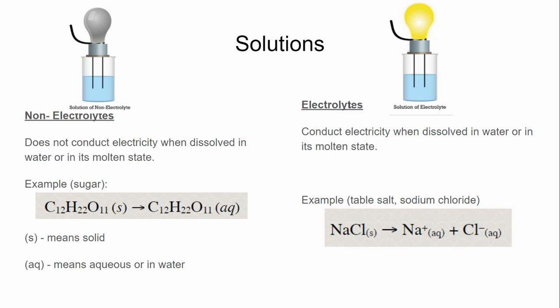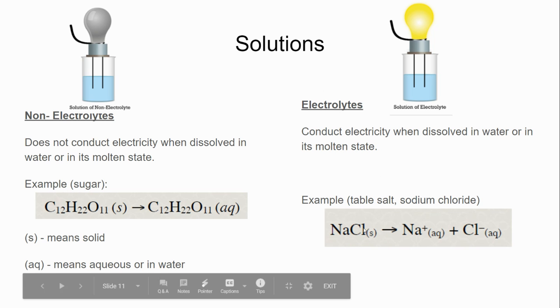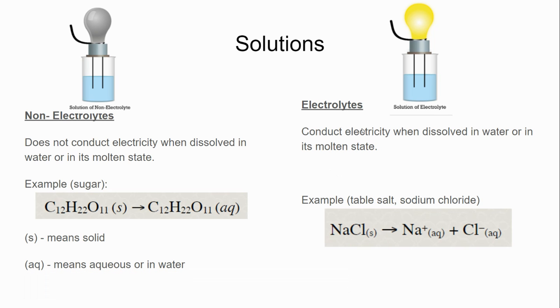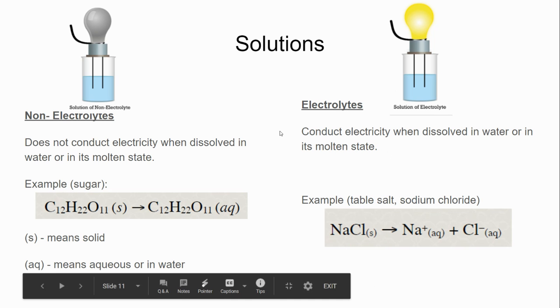Electrolytes are solid solutes that break up into ions. These are typically salts. So salts go into water and they break up into positive and negative ions. And when they do that, they can conduct electricity in water. So if you put salt in water, it conducts electricity. If you put sugar in water, it does not conduct electricity.